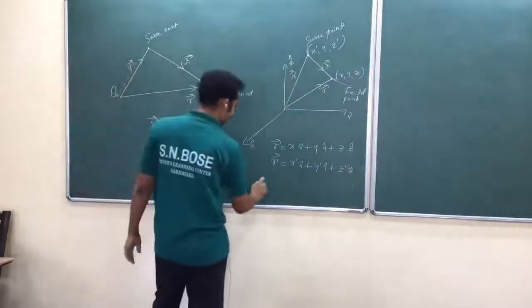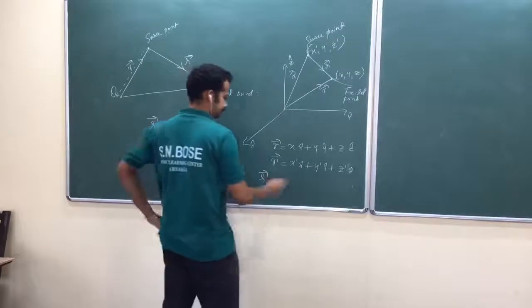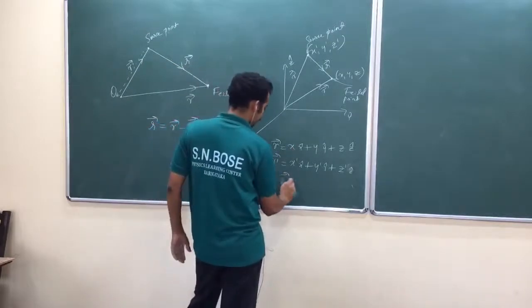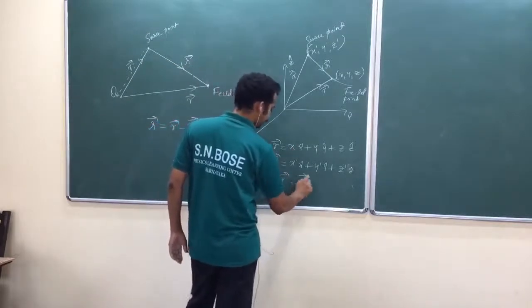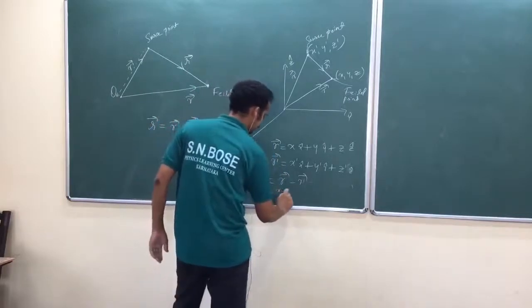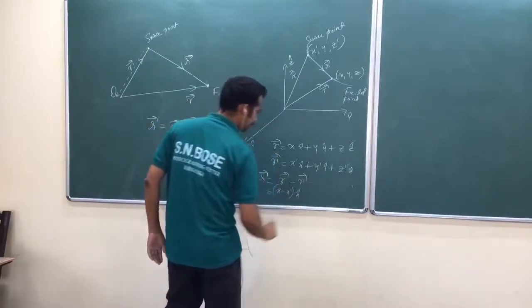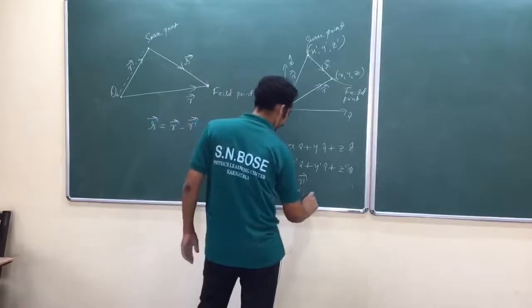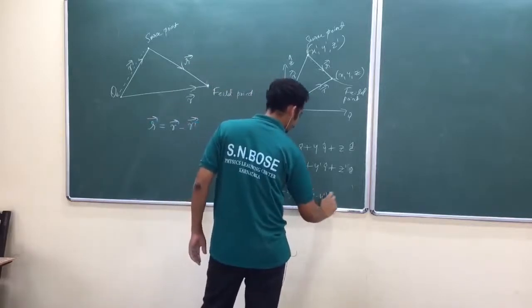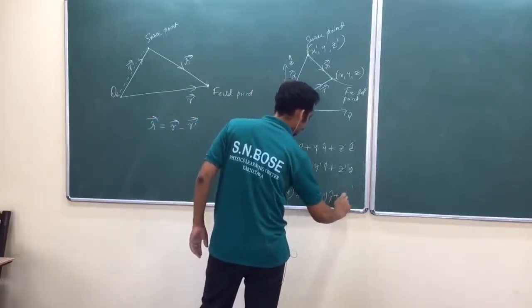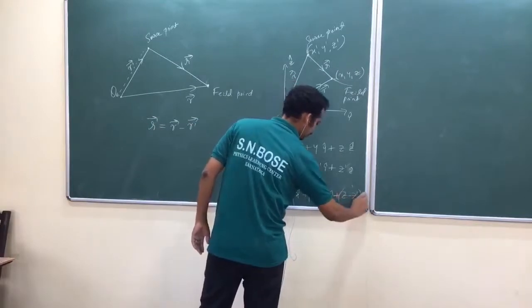Now my italic R vector, I can write it as R vector minus R prime vector. Am I right? I can write it as x minus x prime into x cap, check it out, plus y minus y prime into y cap plus z minus z prime into z cap.